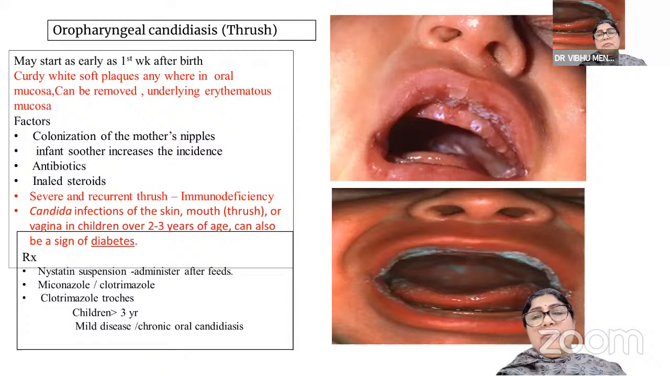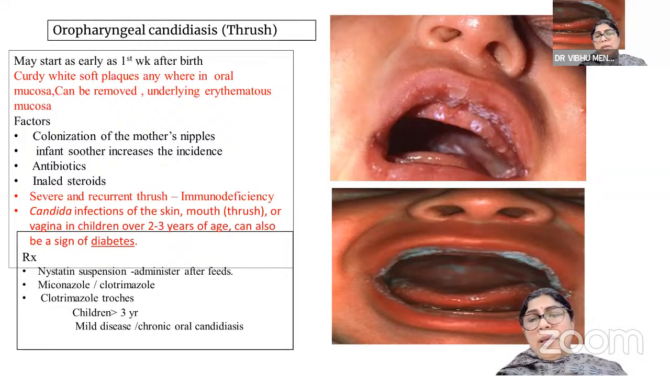And the treatment, first and foremost, you have to tell the parents that the soother should be properly cleaned, should be boiled in water, and the oral rinsing with warm water for the baby, and nystatin suspension, or even clotrimazole and miconazole lotion can be applied. To children who are more than 3 years of age, clotrimazole troches can be given.